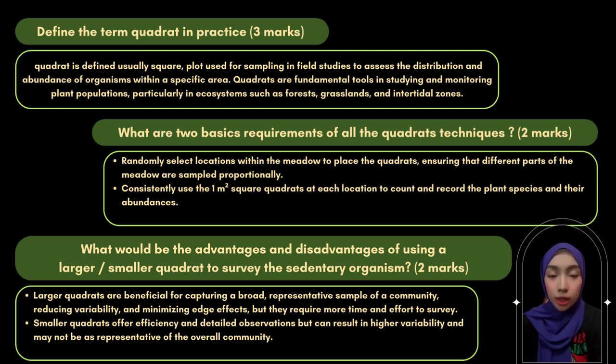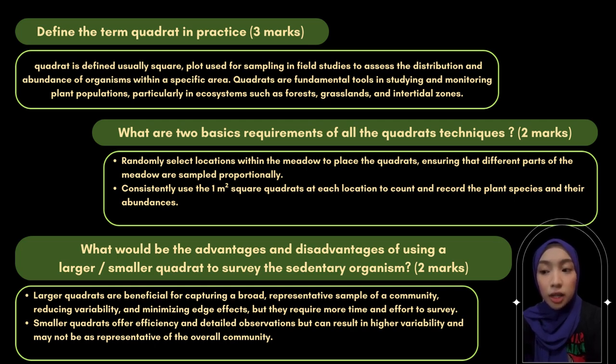For the post-lab questions, first, define the term quadrat in practice. A quadrat is usually a square plot used for sampling in field study to assess the distribution and abundance of organisms within a specific area. Quadrats are fundamental tools in studying and monitoring plant populations, particularly in ecosystems such as forests, grassland, and intertidal zones. Second, what are two basic requirements of all the quadrat techniques?